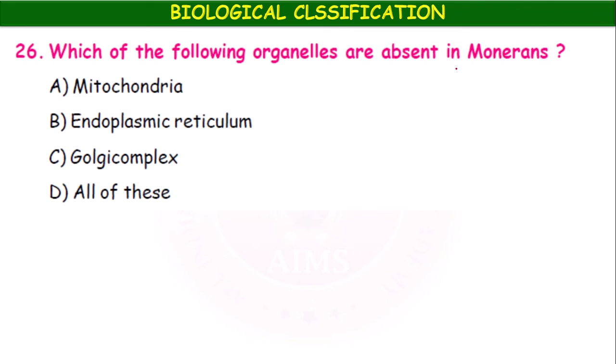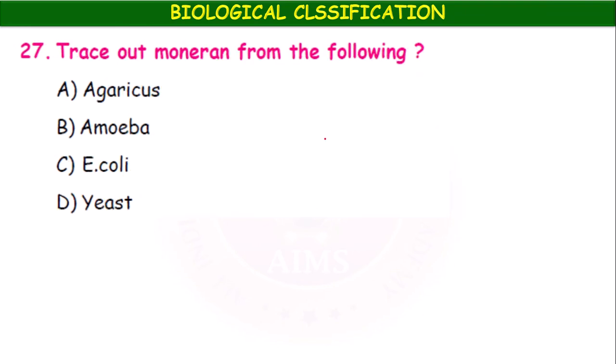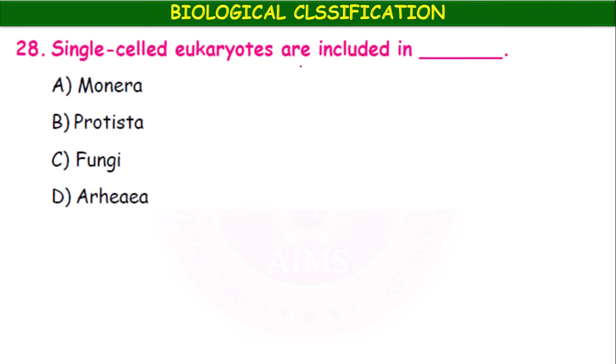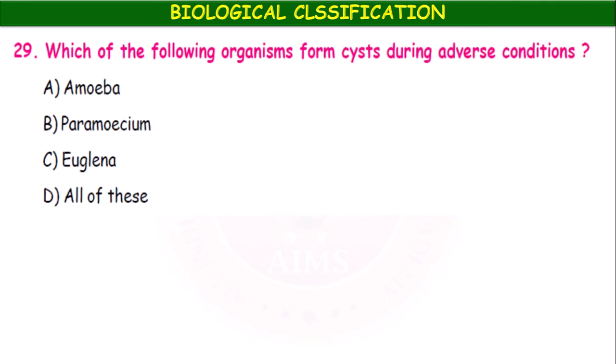Which of the following organelles are absent in Monerans? Mitochondria, endoplasmic reticulum, Golgi complex, and all of these. Yes, they are prokaryotes, so all of these cell organelles are absent. Trace out the Moneran from the following: Agaricus, amoeba, E. coli, yeast. Escherichia coli is the bacteria, belongs to Monera. Single cell eukaryotes are included in Monera, Protista, fungi? Protista include the eukaryotic unicellular organisms.